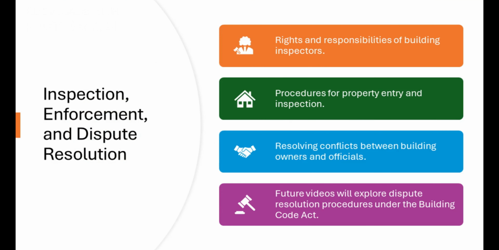Next section is about inspection, enforcement, and dispute resolution. This section explains the rights and responsibilities of inspectors, including their powers to enter a property to assess compliance. It also covers what happens if there's a disagreement, how disputes between building owners and officials are handled. You'll learn the steps for resolving these issues and the processes in place to ensure fairness and compliance with the law.